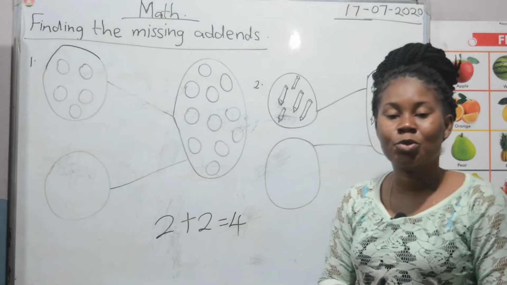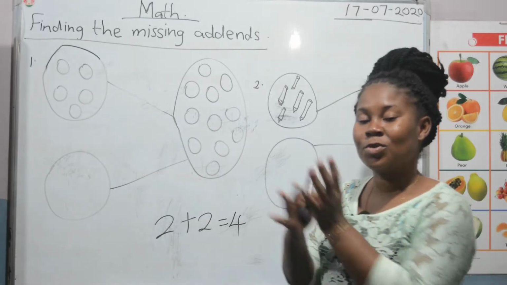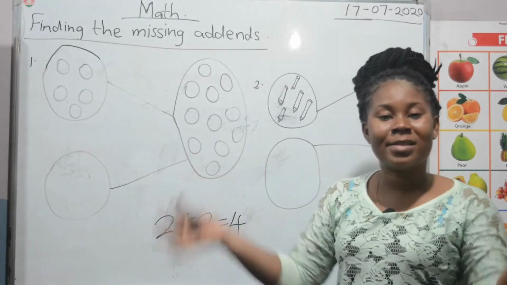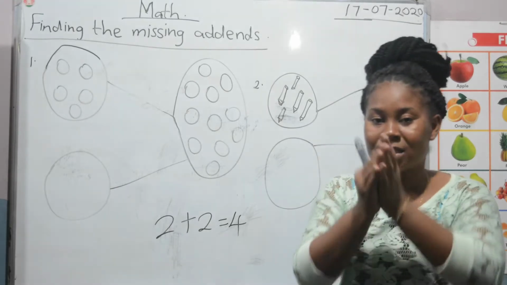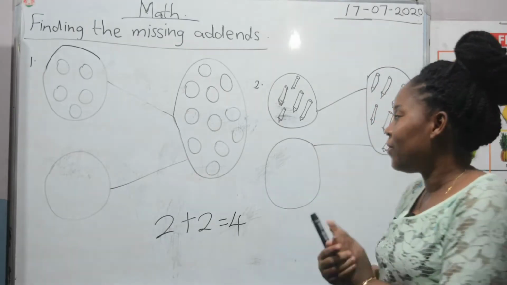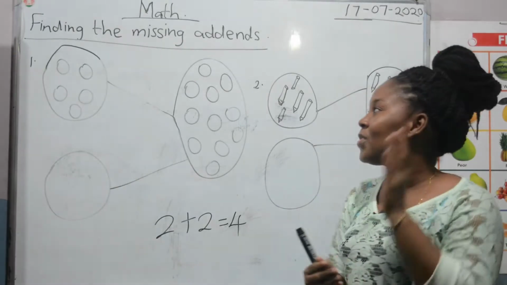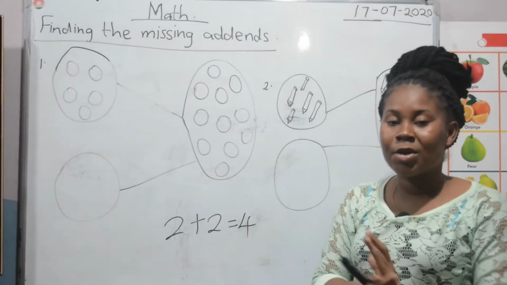So when mommy gives you 2 toffees and then she gives Kofi 2 toffees and you decide to put them together, you will get how many toffees? 4. Very good. So today we are coming to find the missing addend.